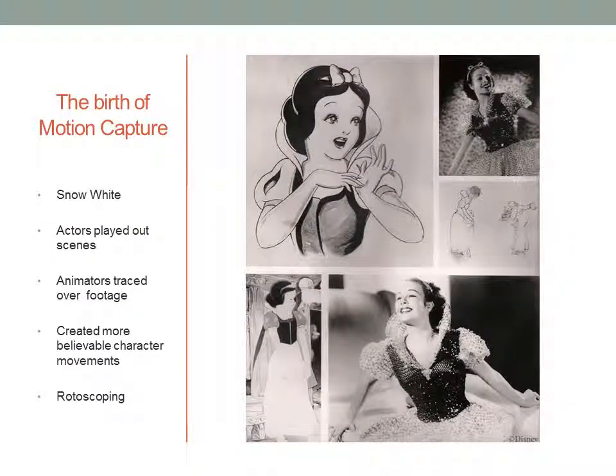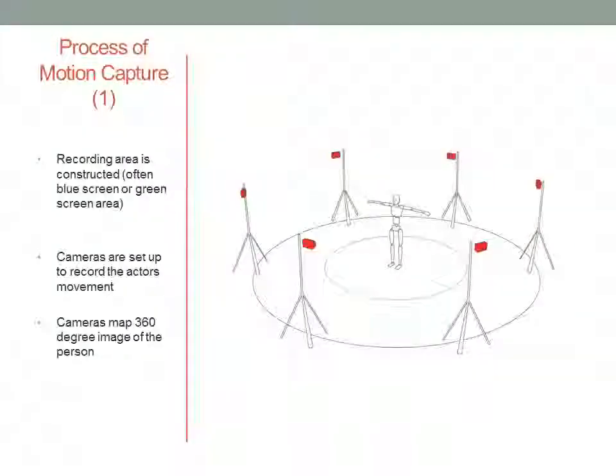During the creation process of Snow White, animators of Disney would trace over recorded footage of actors acting out scenes in order to more accurately portray human movement in the movie. This process is known as rotoscoping and is the basis for modern motion capture. However, motion capture nowadays is a much more complicated process.